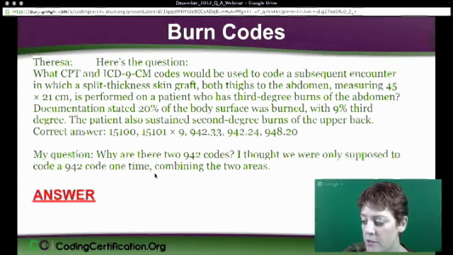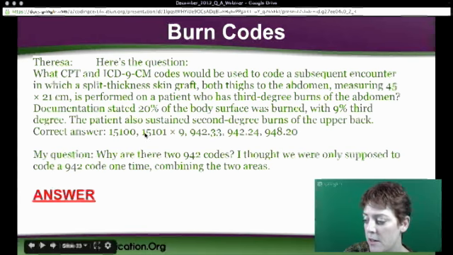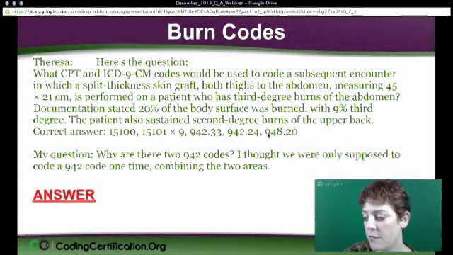And then these are the correct answers given. So we've got the two CPT codes. And then we have 942.33 and 942.24, and then 948.20. Now, 948 has to do with the percent of body area affected.